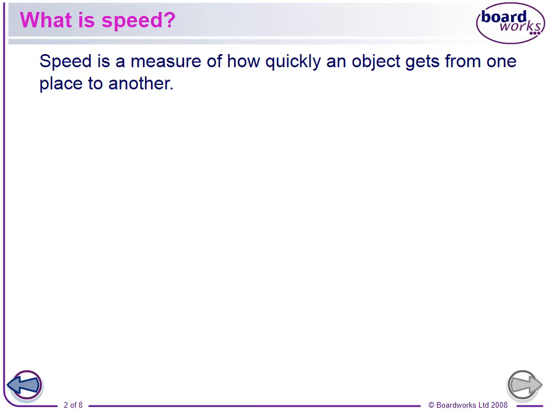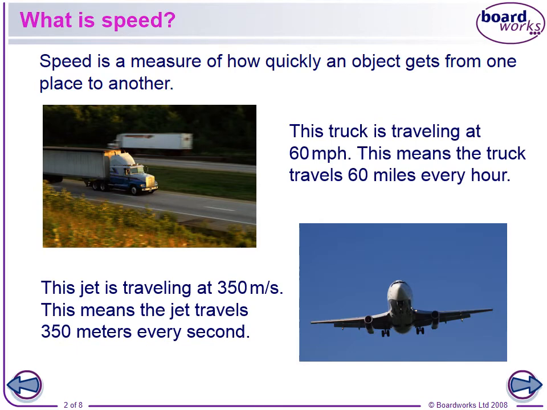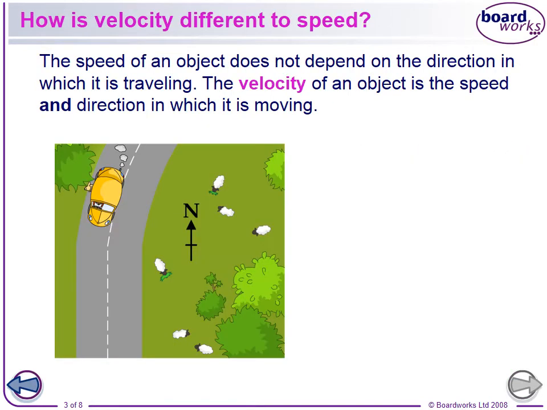So speed is a measure of how quickly an object gets from one place to another. This truck is traveling at 60 miles per hour, which means the truck travels 60 miles every hour. So it's a distance and a time. The jet is traveling at 350 meters per second. Obviously much quicker than the truck because it's going in meters, which is around 3 feet per second.